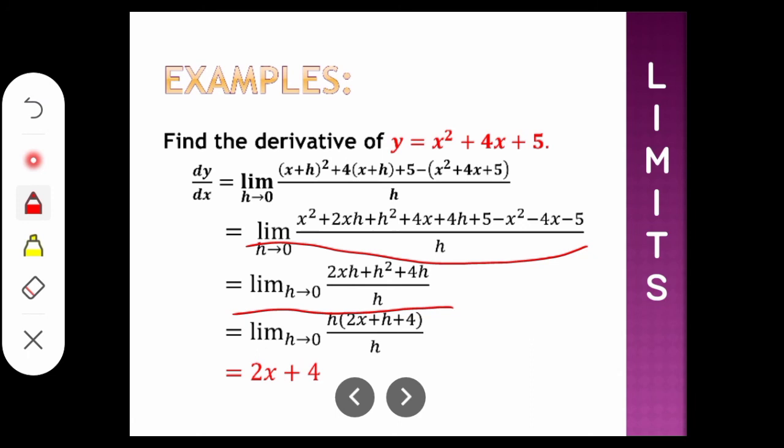So the limit of h times the quantity 2x plus h plus 4, over h, as h approaches 0, and then we cross out the h here, since h over h is equal to 1. So we can come up with the answer of 2x plus 4. So this is the derivative of the problem that we needed to solve, which is y equals x squared plus 4x plus 5.